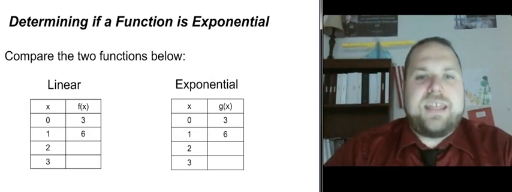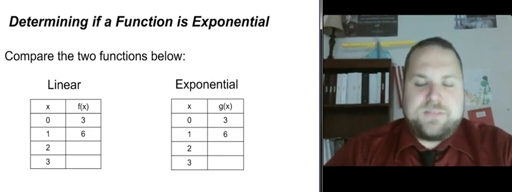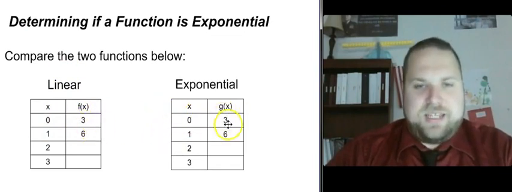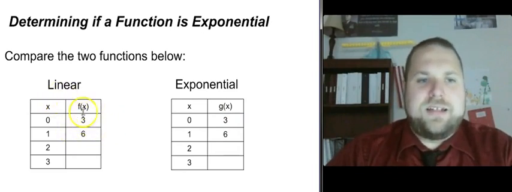So now let's look at how this is different from something we know about, a linear function. So here I have the beginnings of a linear function and the beginning of an exponential function. I can see the y-intercept, where x is 0, for this linear function is 3. The y-intercept for my exponential function is 3 as well. But we can see too that the second term is the same.